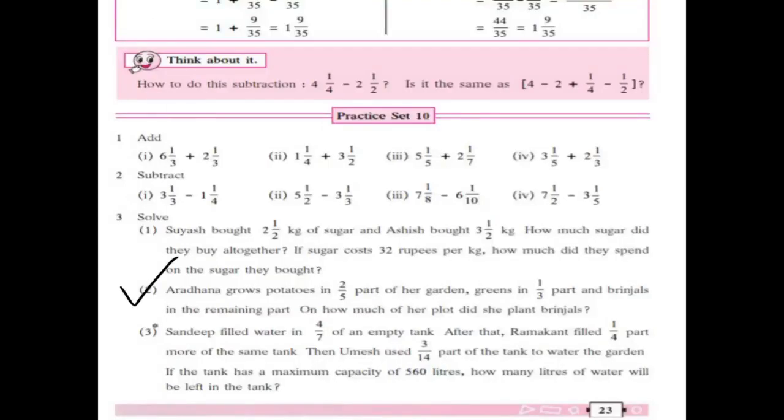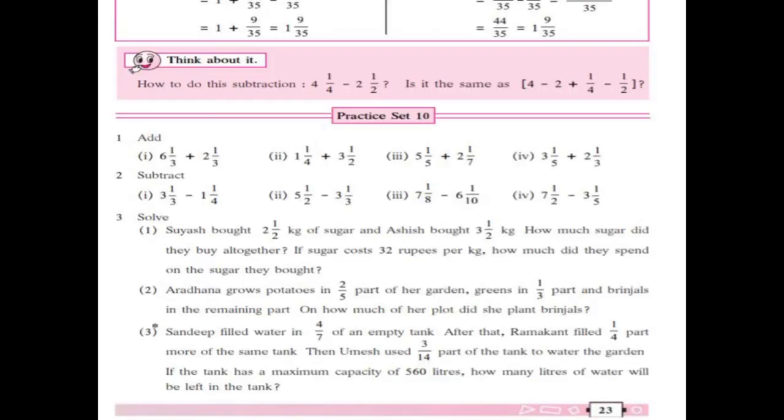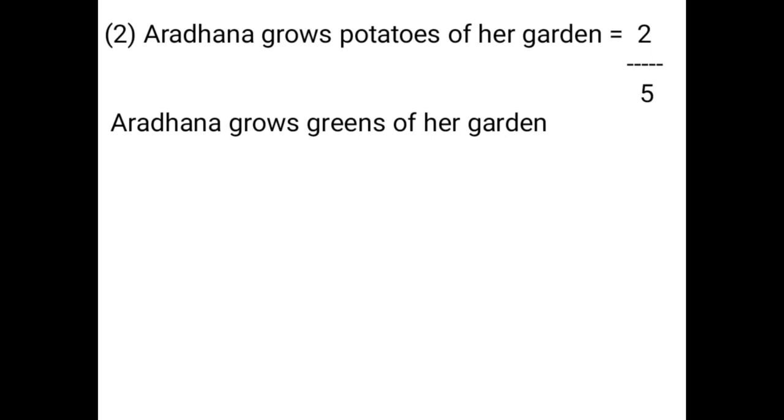Aradhna grows potatoes in 2/5 part of her garden, greens in 1/3 part and brinjals in the remaining part. On how much of her plot did she plant brinjals? You have to write the statement. Aradhna grows potatoes of her garden is 2/5. Next statement is Aradhna grows greens of her garden is 1/3.